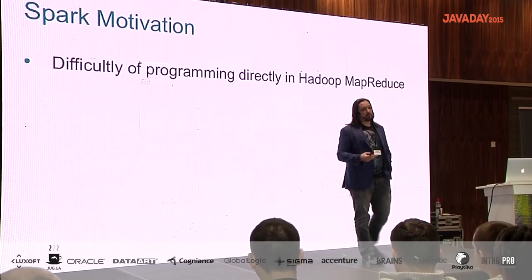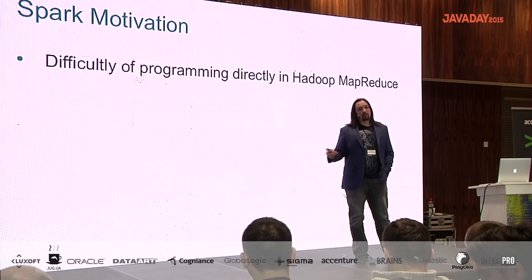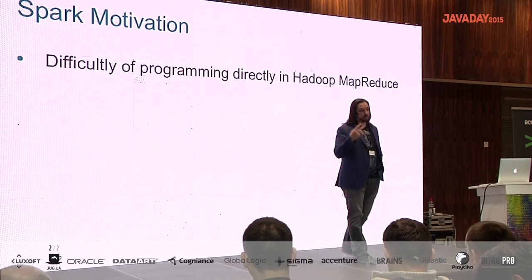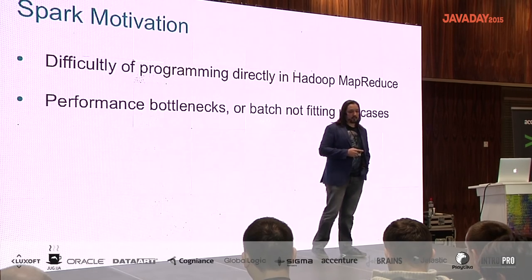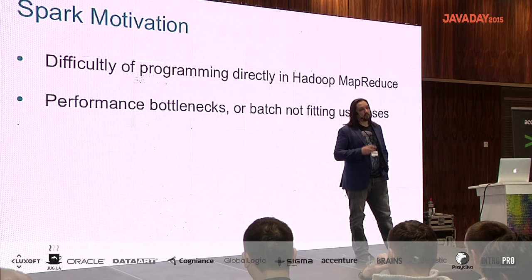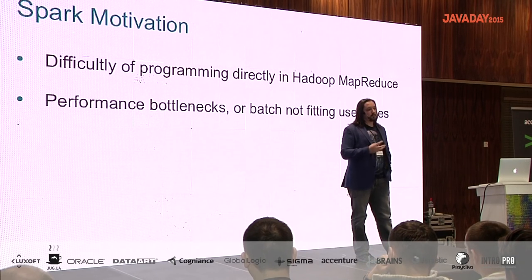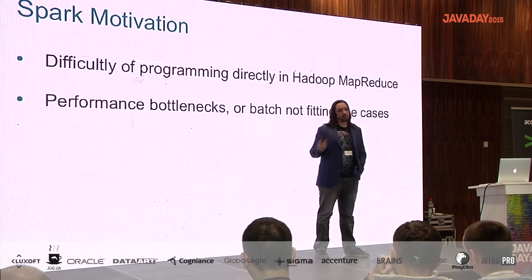For instance, you can have one MapReduce to sort your data, but if you want to sort your data, or join the data with another one and then sort it, you have to run two MapReduces. And you have to write this code. Next is performance bottlenecks, or not all the use cases can be covered with batch processing. Spark allows you to have not only batch processing, but micro batches, which is very close to the streaming.